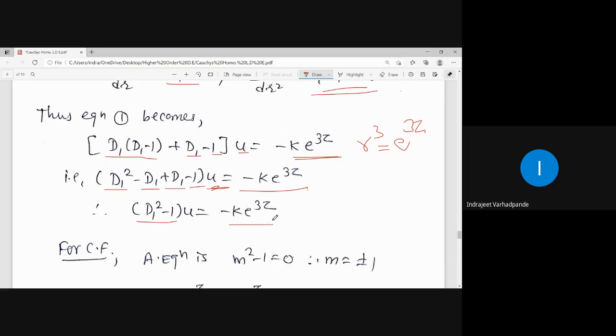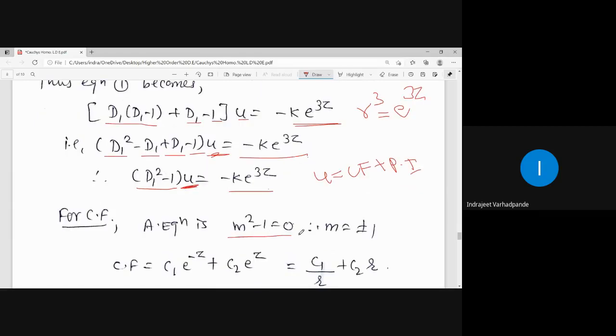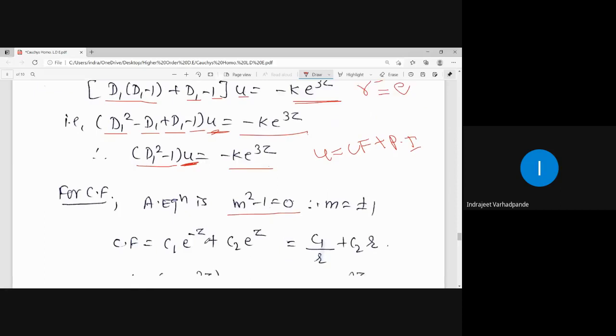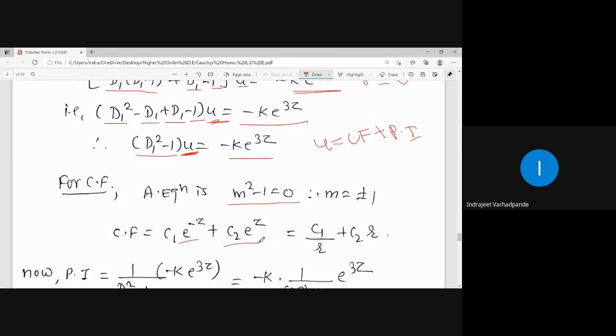For the complementary function, consider LHS equal to 0. D1 square minus 1 is equal to 0. The solution will be, what is taken outside here? U. So the solution will be u is equal to CF plus PI. The auxiliary equation is m square minus 1 equal to 0, m is equal to plus minus 1. CF will be C1 e to the power minus z plus C2 e to the power z.